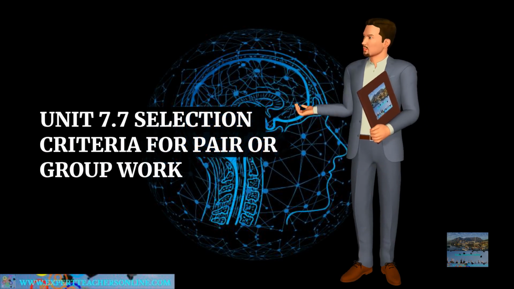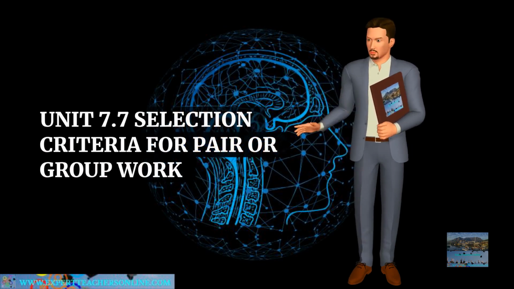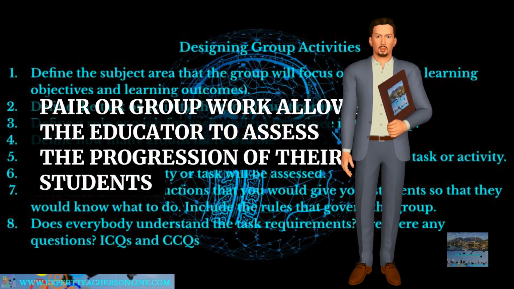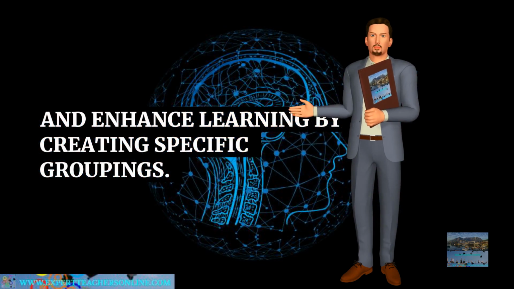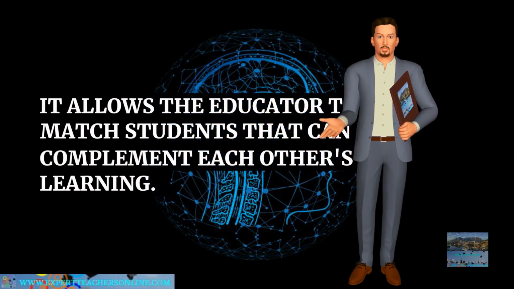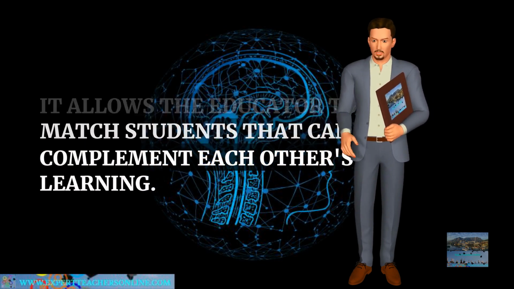Unit 7.7 Selection Criteria for Pair or Group Work. Pair or group work allows the educator to assess the progression of their students and enhance learning by creating specific groupings. It allows the educator to match students that can complement each other's learning.